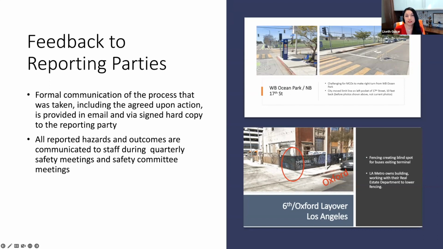Sometimes we can't resolve things, so we'll also let them know as well. So we'll say it was reported that at 6 in Oxford, there's a fence that's creating a blind spot. At this time, we can't do anything about it because LA Metro owns the building. And so we'll give them information on what the status of each one of those is, and then we'll keep it going until it's resolved. So we find that communicating the outcomes is helpful for us, because if someone is reporting things and they feel like nothing is being done about it, then they'll eventually stop reporting. So we want to encourage people to report, and we want to let them know that we are listening. So that is all for me. Thank you so much for the opportunity.